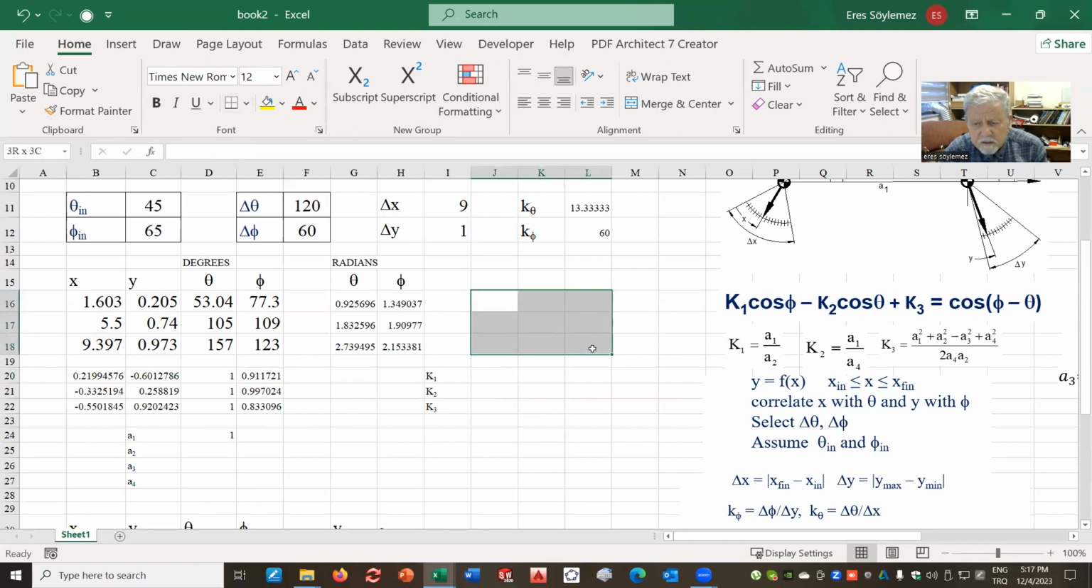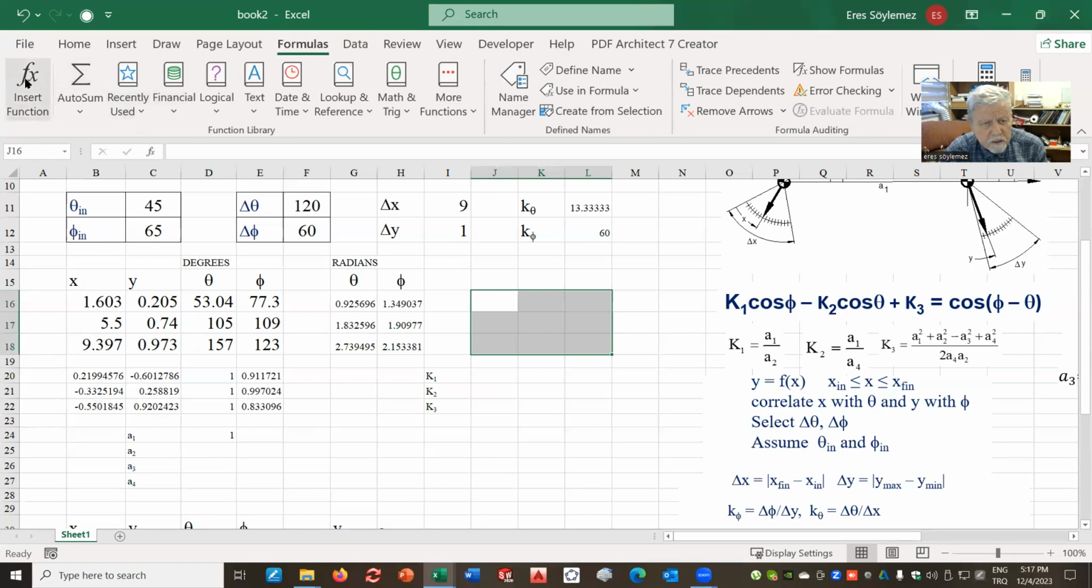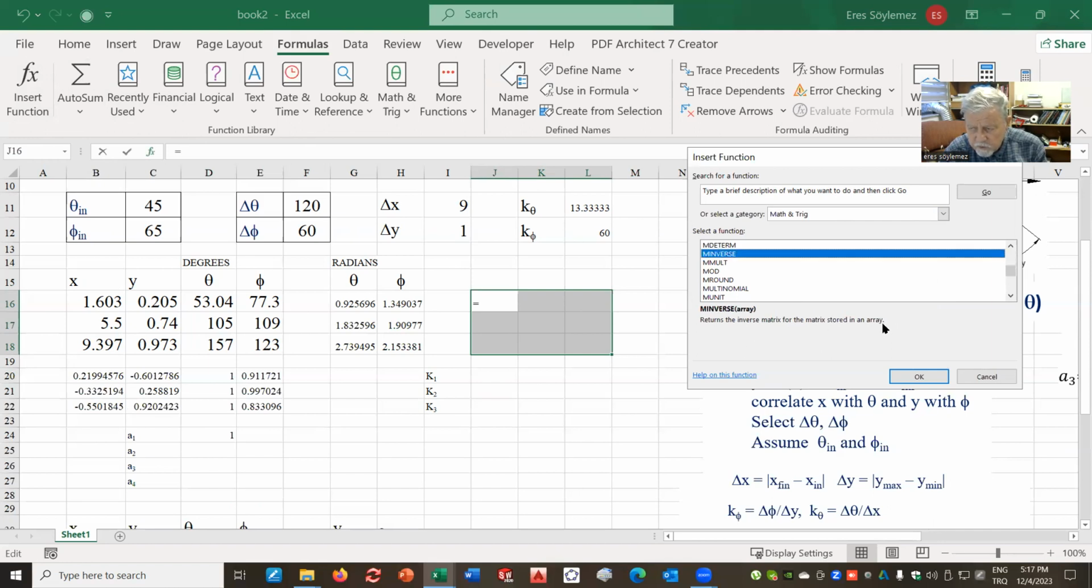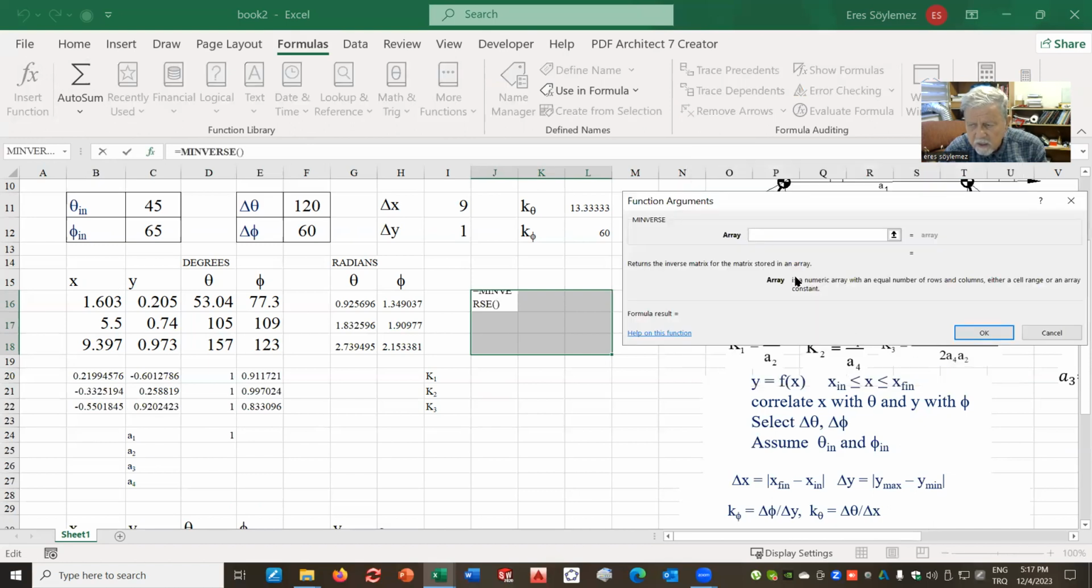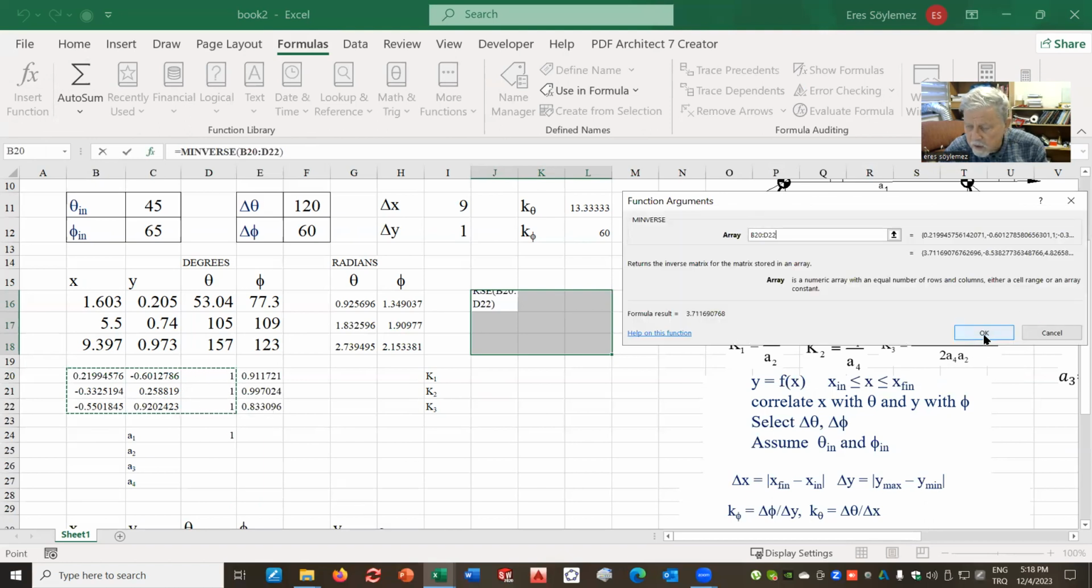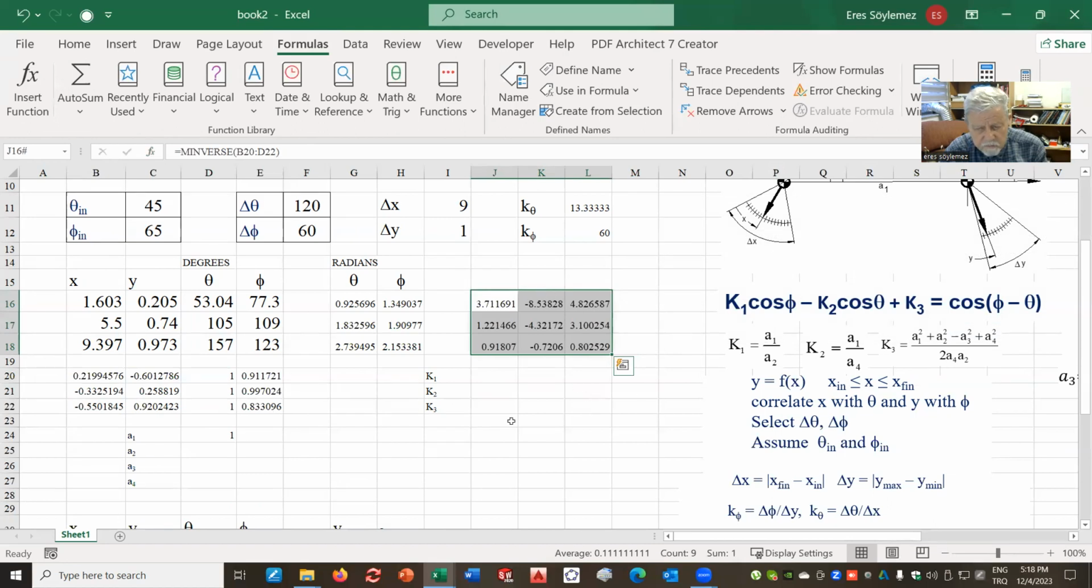Okay, Excel has those two operations. First, let me show it like this. The inverse matrix is going to be 3 by 3. So formulas, insert, math and trig, go down to MINVERSE. MINVERSE returns the inverse matrix for the matrix stored in an array. Click. The inverse matrix must be the inverse of this matrix involved. Click OK. This is your inverse.